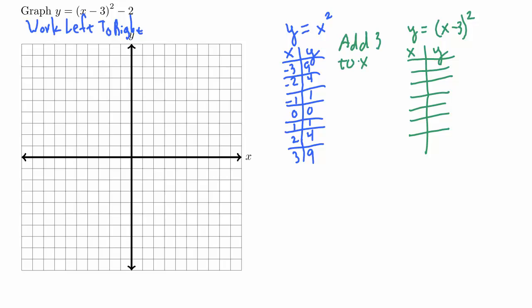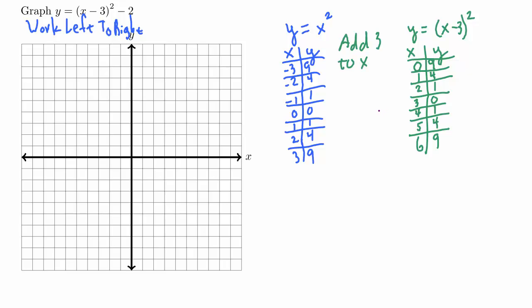This is affecting the x values, which means that the y values will stay the same. So I still have 9, 4, 1, 0, 1, 4, and 9. But the x values will change. I need to take the x value and do exactly what it says here. In this case it says add 3. So -3 plus 3 is 0. -2 plus 3 is 1. -1 plus 3 is 2. And so on and so forth. That's the next table there.